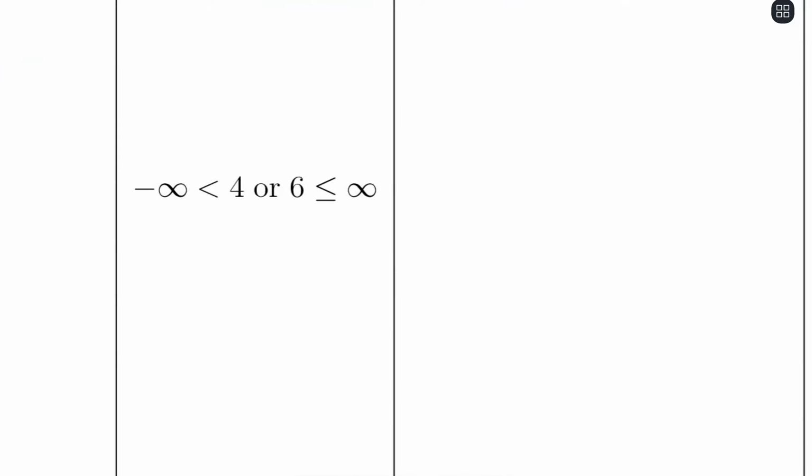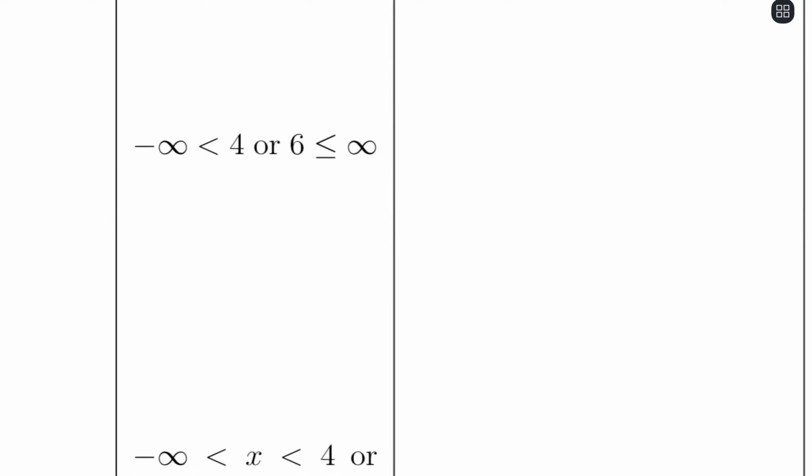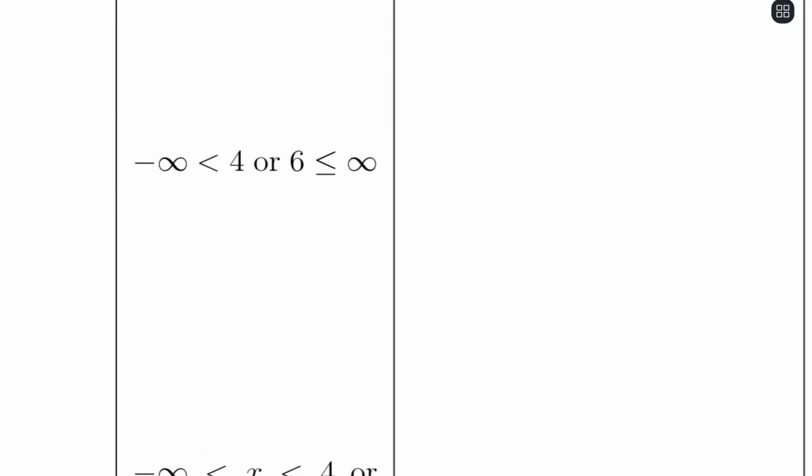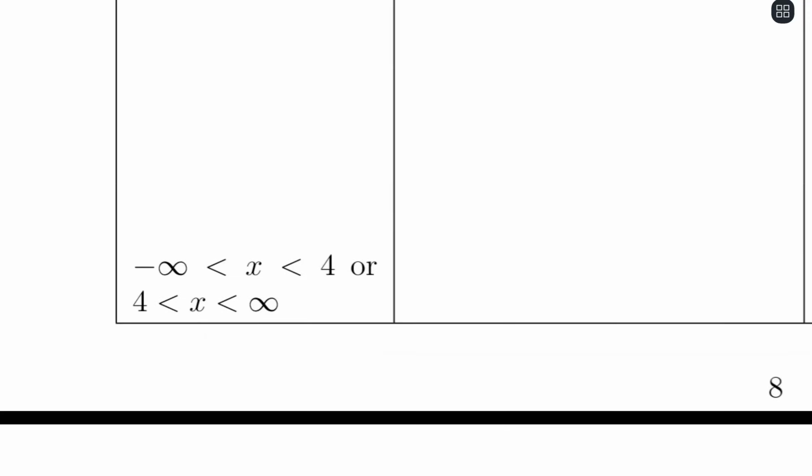All right. Well, this doesn't make any sense here. I think I left out x. Negative infinity is less than 4, or 6 is less than or equal to infinity. That doesn't make any sense. So let's say, oh, this might not work either. Let's go ahead and skip that one. Sorry, I just messed up the notation and x is missing. So we're going to skip that one and jump down to the end here. And let's make sure this makes sense.